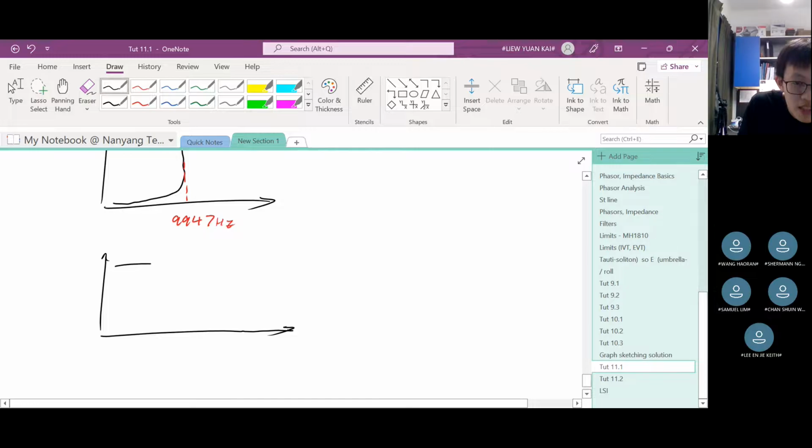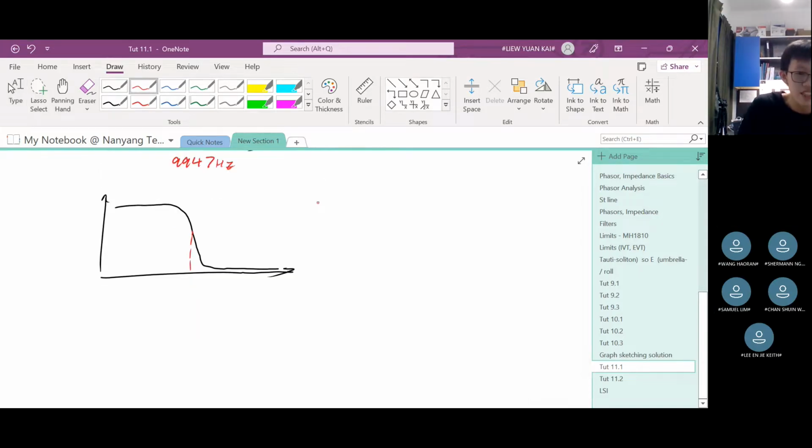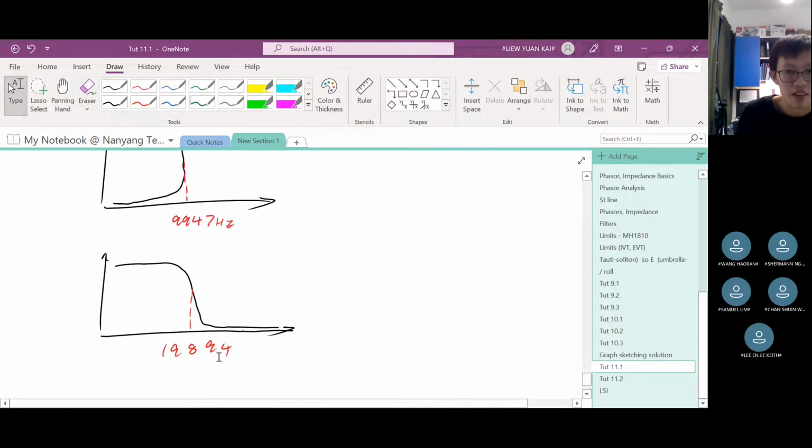Now let us go back to the low pass filter. So low pass will be like this. There's something at the low frequency end, nothing at the high frequency end. The cutoff frequency is 19894.